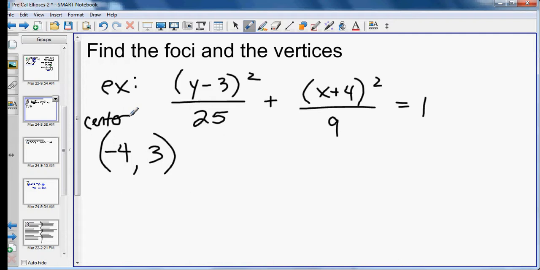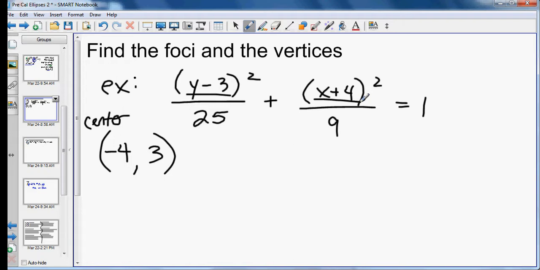Okay, to find the foci, I need to find c. And I know that c squared is equal to a squared minus b squared, which for this equation, the a squared is always the bigger one, so it's 25 minus 9. C squared is equal to 16. C is equal to 4.